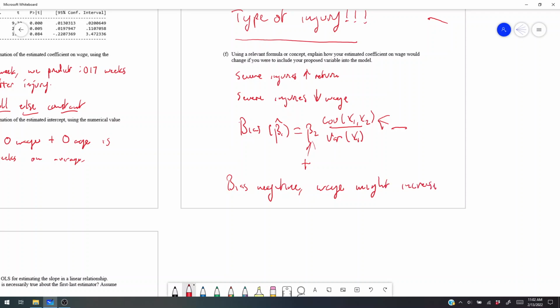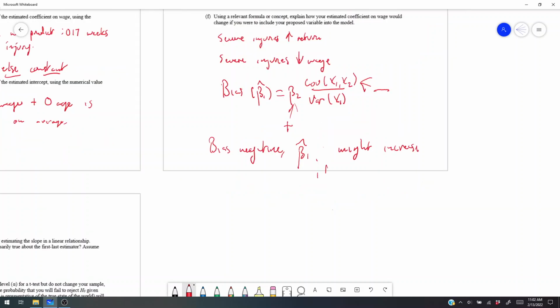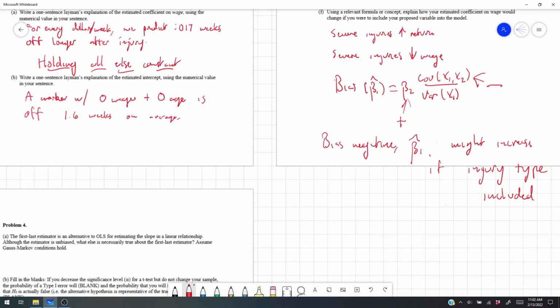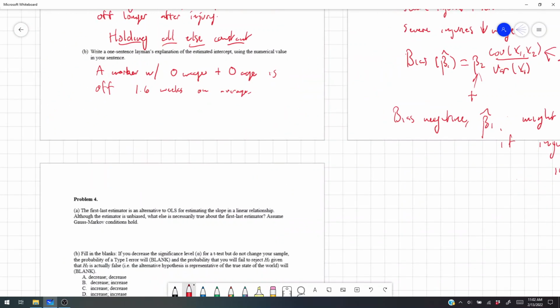This is the wage coefficient. I say wage increase. How about beta 1 hat? It might increase if injury type is included. That's my best guess. Moving on to problem 4.